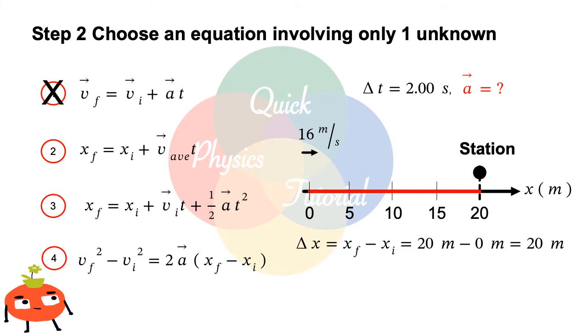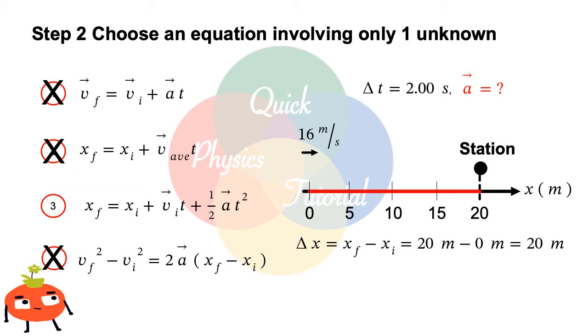So we could not use equation 1. Now we proceed to equation 2. Looking at equation 2, we know that we could not use it because there is no acceleration in the equation. Remember that the problem is asking for the train's acceleration. Also, we cannot use equation 4 since it has two unknown variables, v final and acceleration.